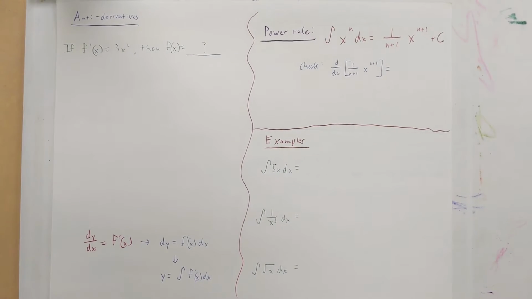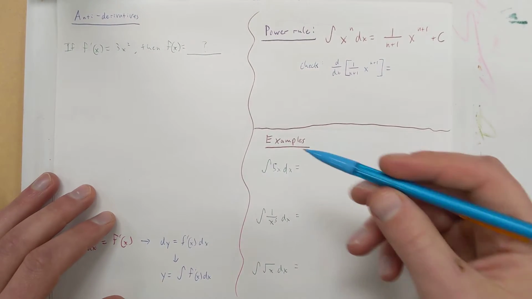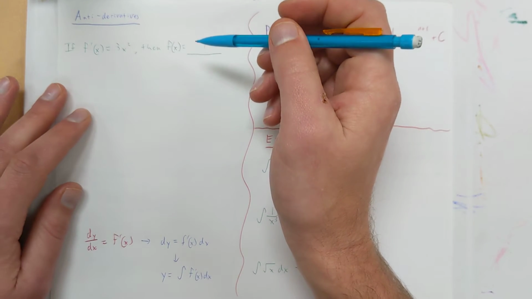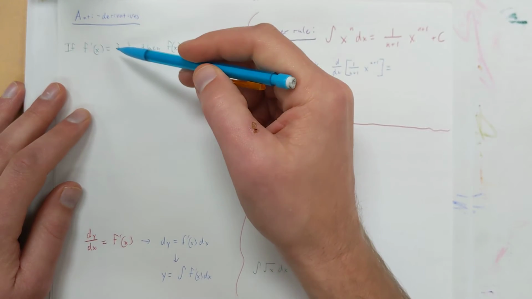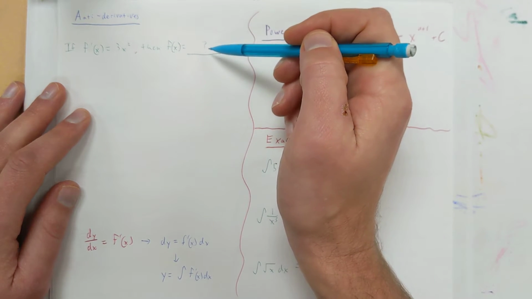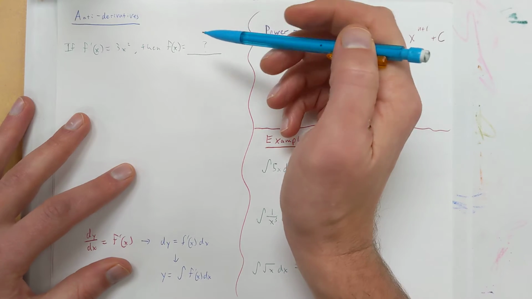All right, antiderivatives. Antiderivatives are just derivatives going backwards. So if f prime of x is equal to 3x squared, then f of x would equal what? Well, you could probably just do this one in your head.